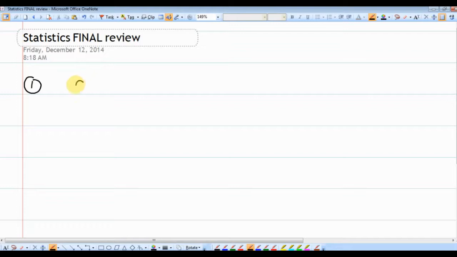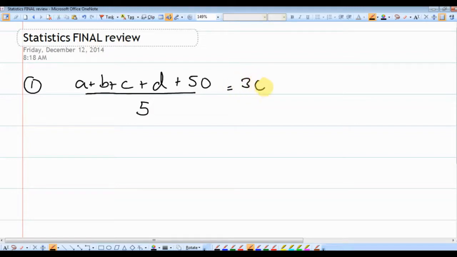So I'm going to do this using some variables. A, B, C, D. Those are the 4 people in the room, and then we have one person who's 50 years old. If you divide that by 5, you're going to get 30. Going to do a little bit of math. 5 times 30 is 150. 150 minus 50 is 100.